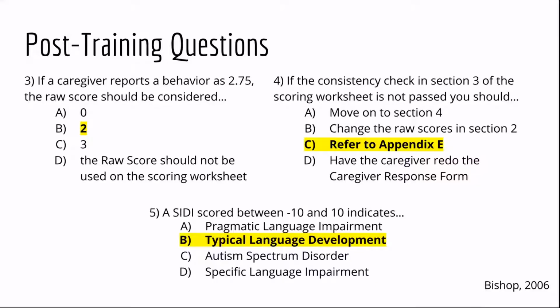The correct answer to question number 5 is B. Typical language development. An SIDI between -10 and 10 indicates that the child has typical language development. Greater than 10 indicates a possible specific language impairment, and less than -11 indicates possible autism spectrum disorder.